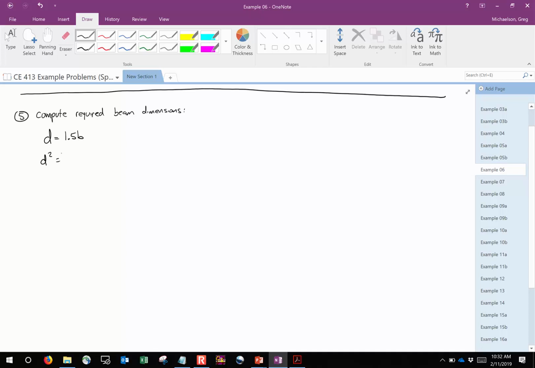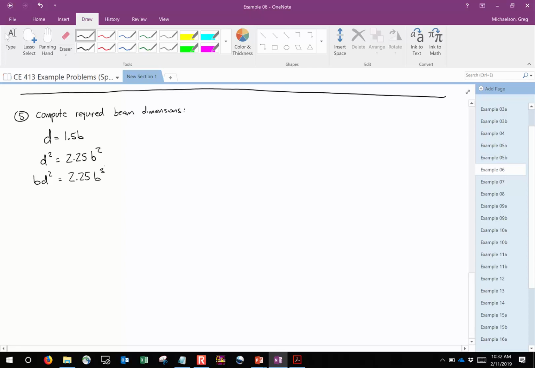$2.25. Everybody get on that? So 2.25 times B squared, right? Just square each number. And so if that's B, or if that's D squared, what would BD squared be? It would be 2.25 times what? B cubed, right?